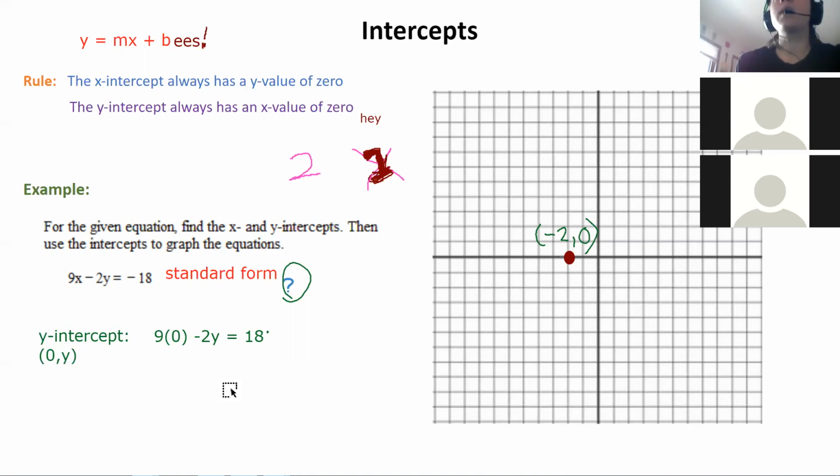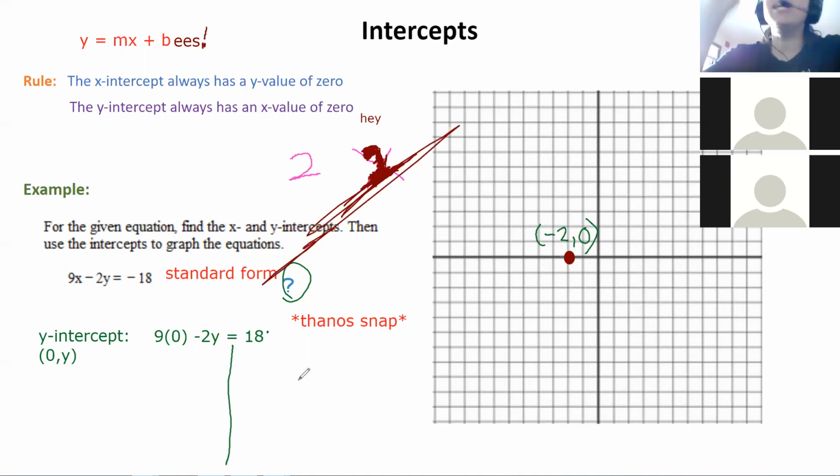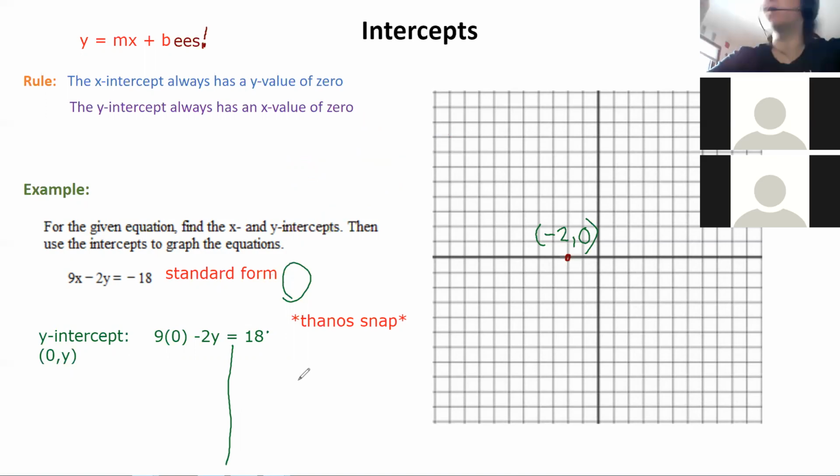Now we're going to go on to the y-intercept, and we start fresh with plugging the 0 in. So now we do the same thing. It's kind of like a Thanos snap. We're starting fresh, but we're not killing off half the world's population because that's a little extreme.